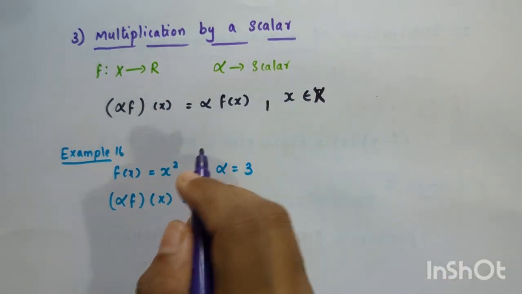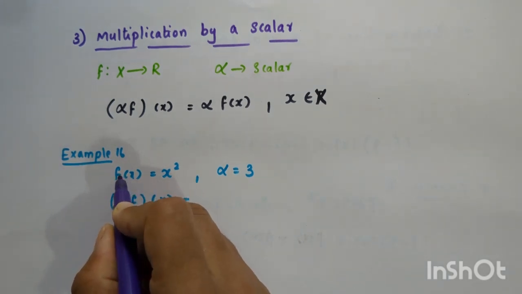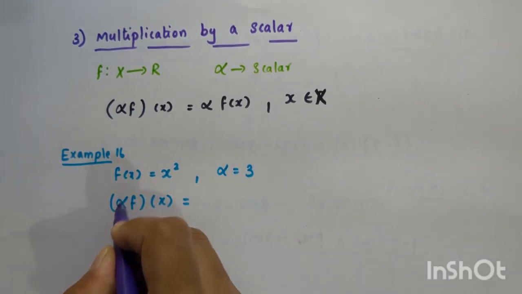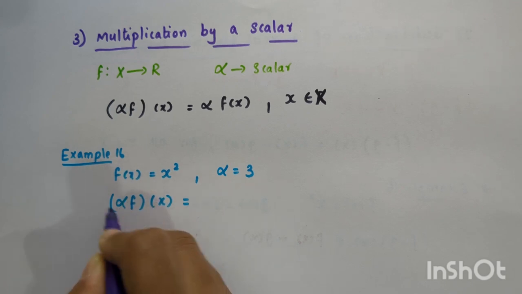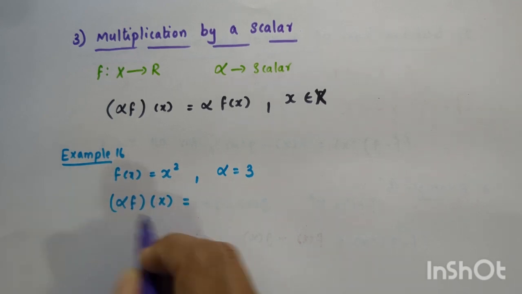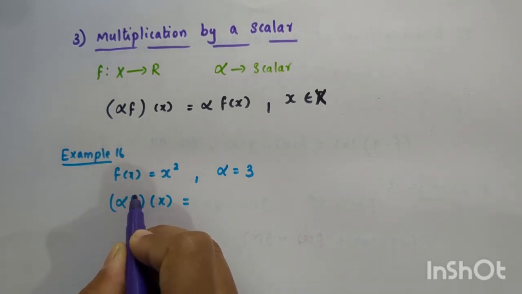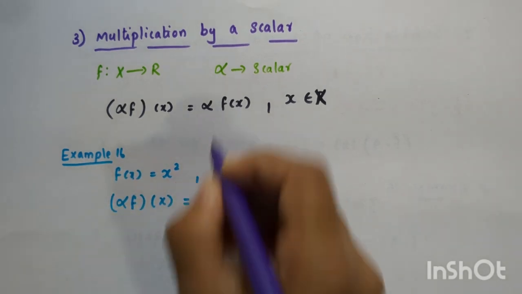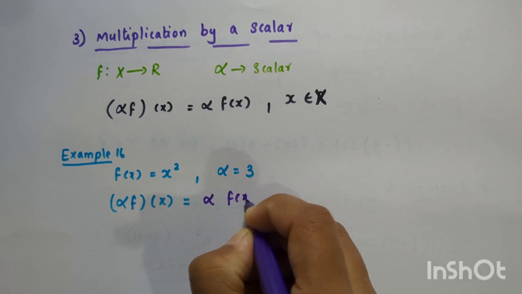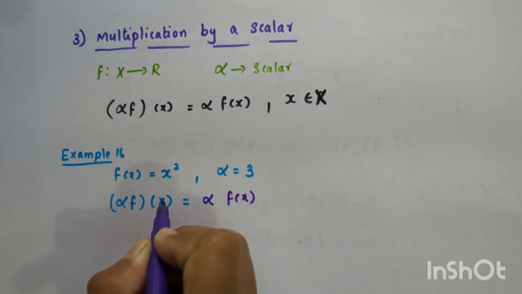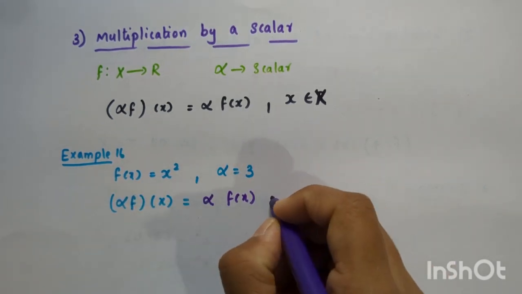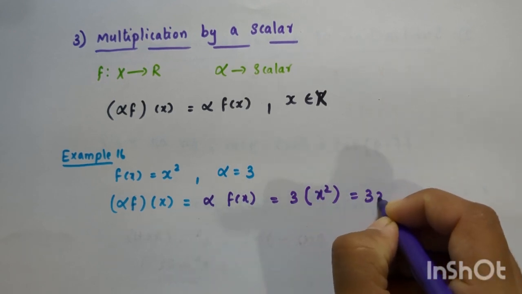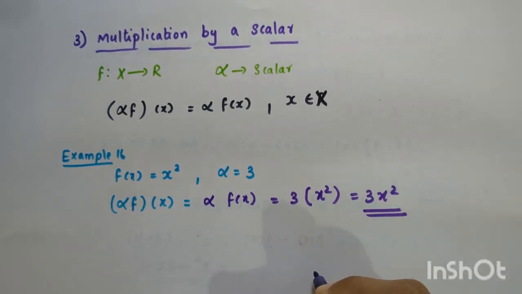Okay, don't worry about the definition. Let us see a question. Suppose f of x equals x square and alpha is equal to 3. Then what about alpha into f of x, that is the multiplication of a function f by a scalar alpha? That will be equal to what? As per the definition, it is alpha into f of x. Alpha is 3, f of x is x square, 3 into x square, which is 3x square, is the answer.